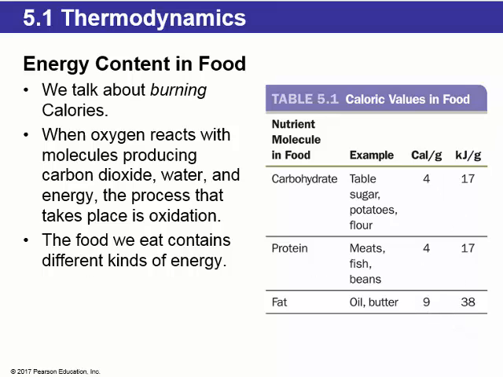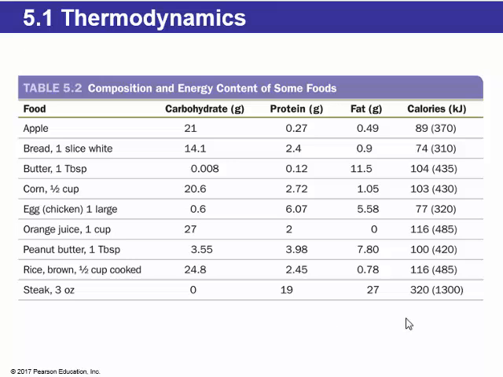So when we determine how many calories are in a sample of food, we take the grams of carbohydrates and multiply that by 4, the grams of protein, multiply that by 4, and the grams of fat and multiply that by 9. And we sum those together to get the total number of calories.